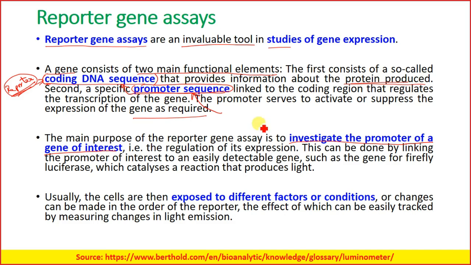So, as we were discussing, the main purpose of the reporter gene assay is to investigate the promoter of a gene of interest, that is, the regulation of its expression. This can be done by linking the promoter of interest to an easily detectable gene, such as the gene for firefly luciferase, which catalyzes a reaction that produces light. Usually the cells are then exposed to different factors or conditions, or changes can be made in the promoter, the effect of which can be easily tracked by measuring the changes in the light emission.